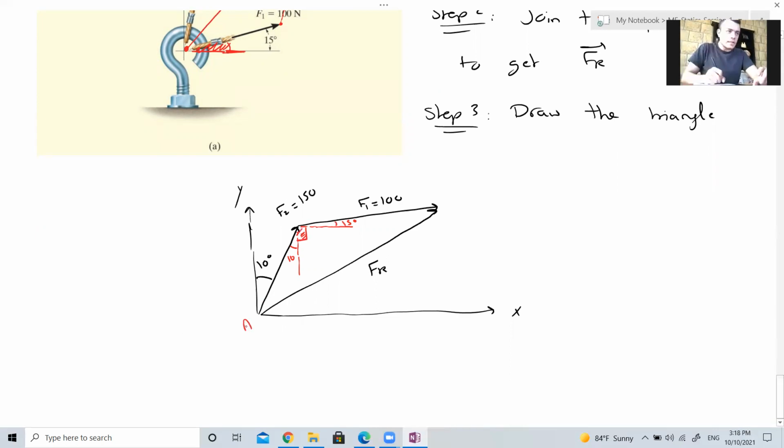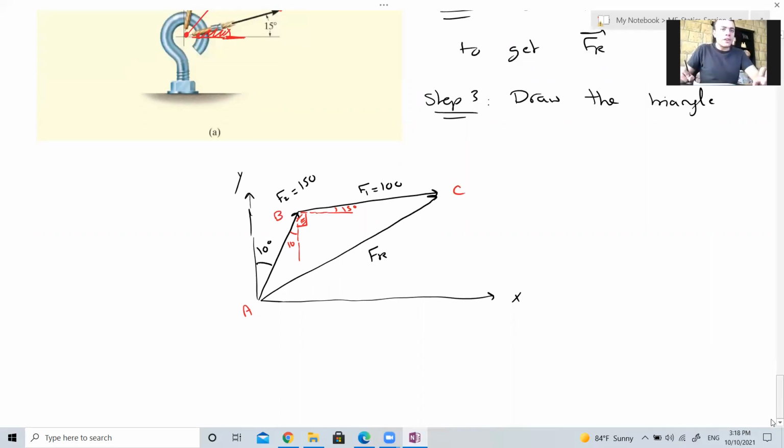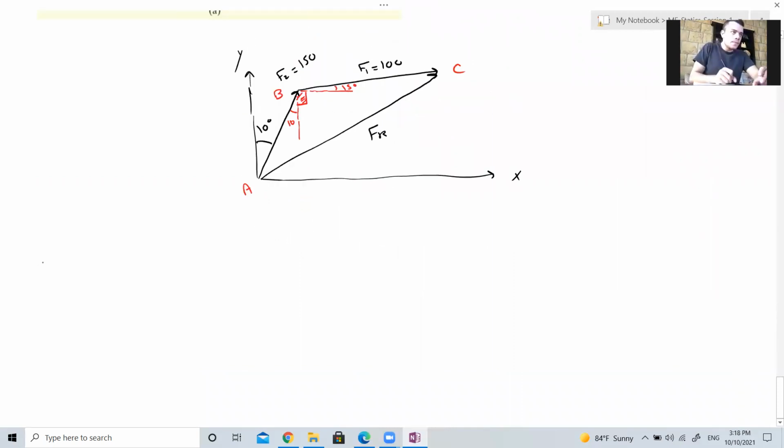So this is A, B, C. Now, can you find the magnitude of FR? Yes, because we found the angle. 90 plus 10 plus 15, that is 115. So what kind of law will you use to find FR? You can't use the sine rule, because you don't have these angles. We use the cosine rule.